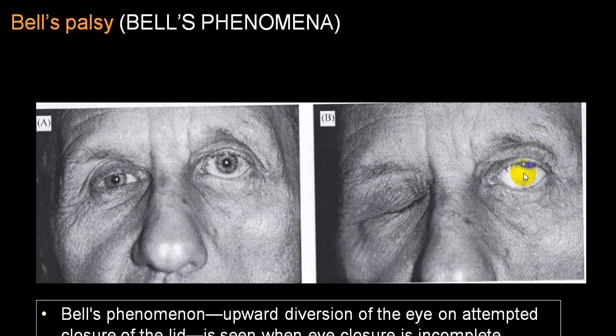Again you can see this is classical Bell's phenomena. When the person is asked to close the eye, the person is unable to close the eye and the eyeball rolls up. This is the typical phenomena we call Bell's palsy.